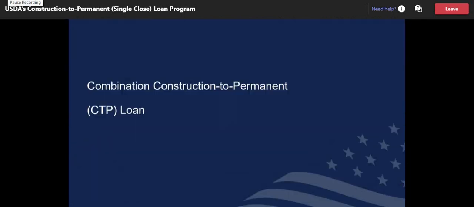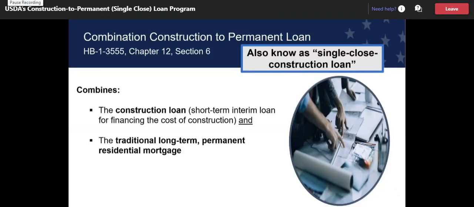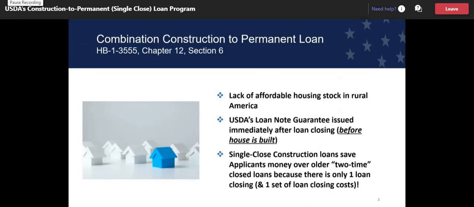As the name implies, the construction to permanent loan feature combines the short-term interim financing with the long-term permanent residential mortgage all in one loan closing. So this saves the applicant and the lender time and money by rolling those two loan closings into one loan closing. So I hope you're getting excited about that already.